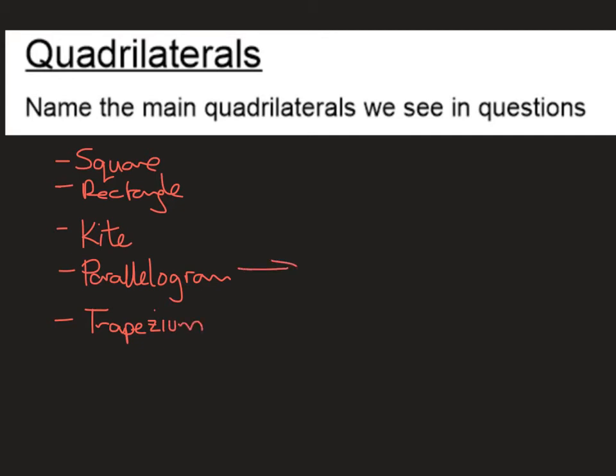Obviously from parallelogram as well, you get a rhombus. And that is a parallelogram where all the sides are the same length. It is basically what you would call a diamond. However, never use diamond as an actual term in a maths exam. It is not technically the name of any shape.